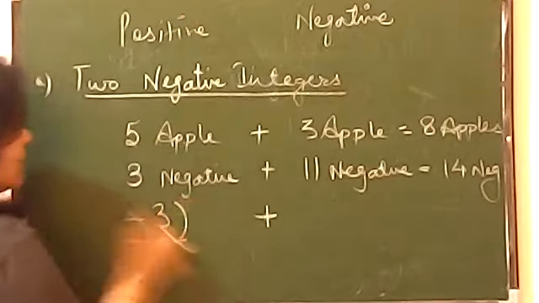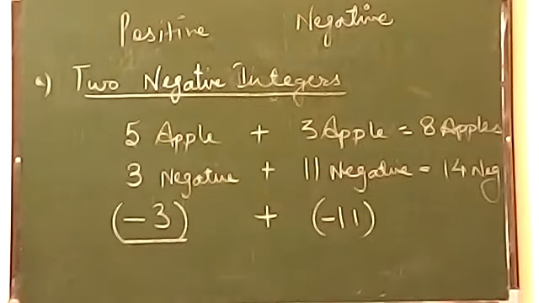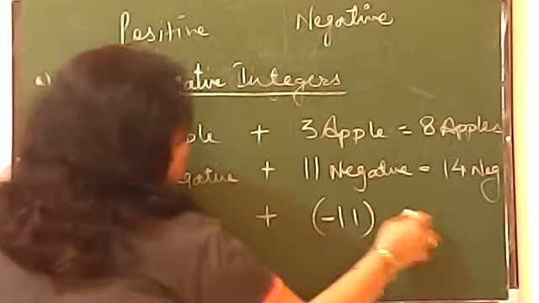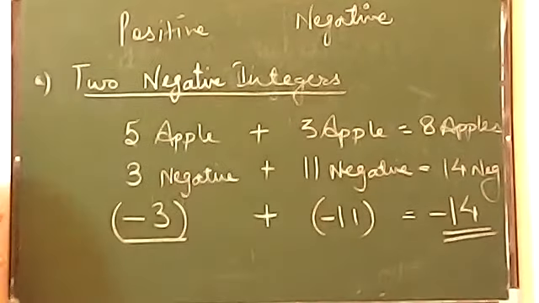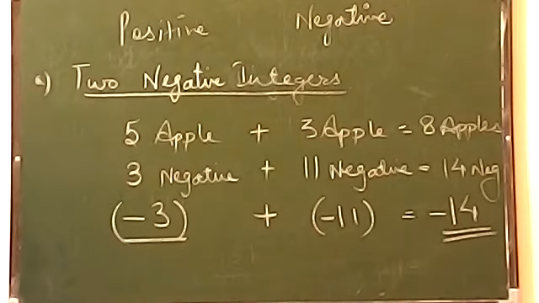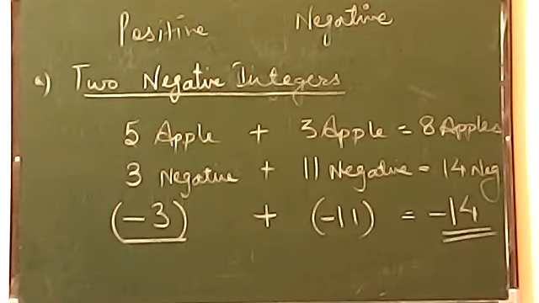Now this is plus 11 negatives you are adding to it. Now in total, जब आप इनको add करोगे, you will get the answer as minus 14 because you are talking about 14 negatives. I hope it is clear to you all.